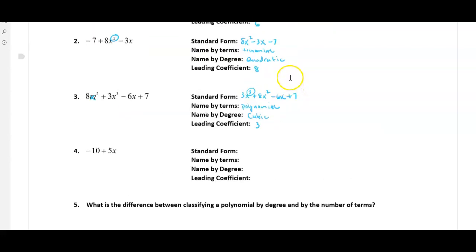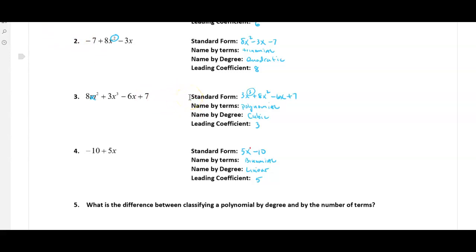And the last one, standard form, highest exponent would be 5x and then minus 10. The name by the number of terms, there's 2 terms, so it's a binomial. Now the name by degree, right now you don't see it, but the degree or the exponent is 1 on the x term. So we're going to say it's a degree 1, which is linear. And the leading coefficient would be 5.